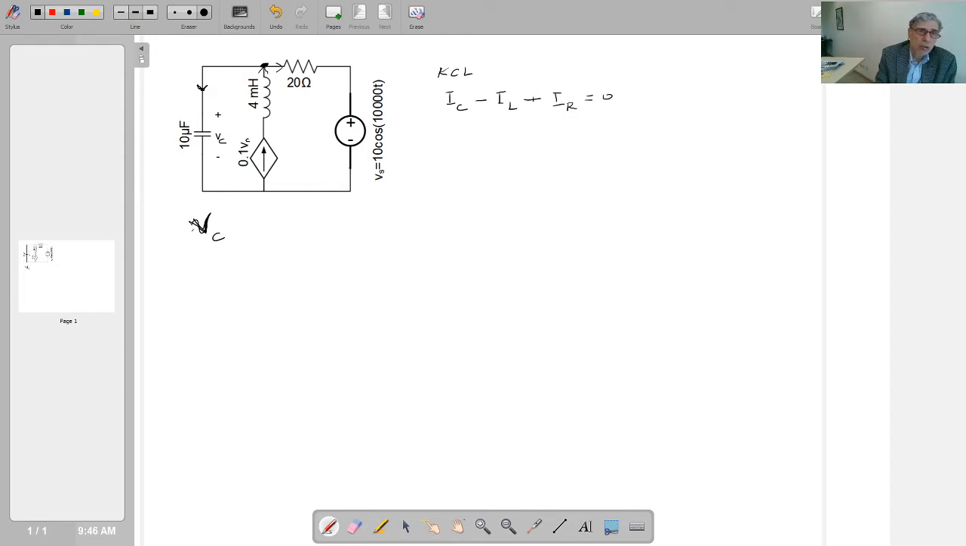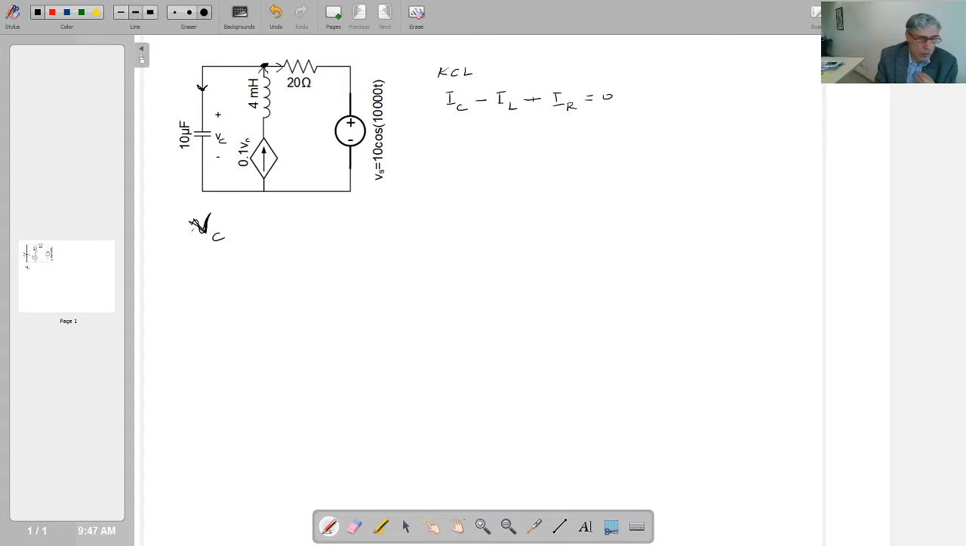How? This resistor has got two terminals. This terminal's node voltage is VC. The other terminal's node voltage is VS. So VC minus VS over 20 is going to give me this current. That means I can write this current in terms of VC.